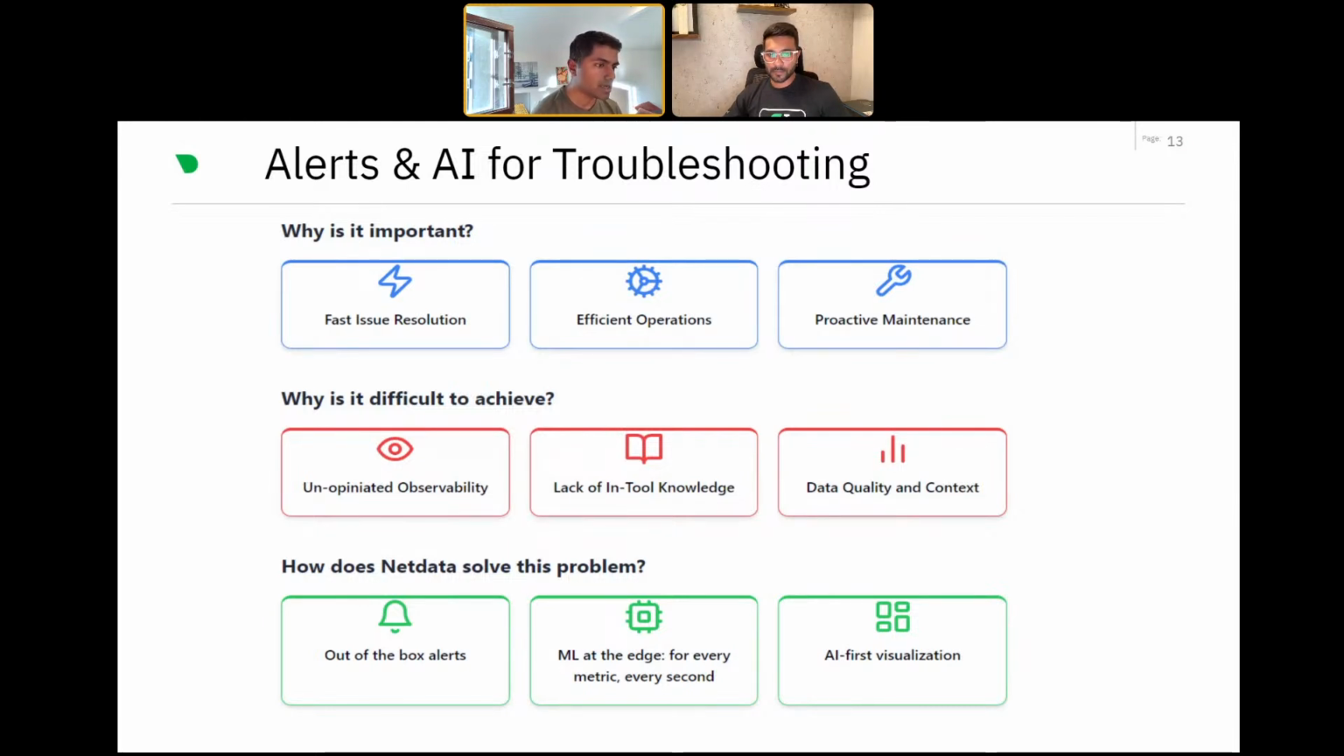So you install Netdata, all of these alerts are already monitoring your system, and they will trigger and notify you. But of course, you can customize them as and when you need to. And Netdata's anomaly detection runs on the edge, just like our data storage and all of the other stuff that we talked about. So it's on the edge machine learning.